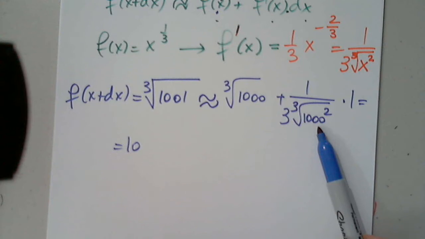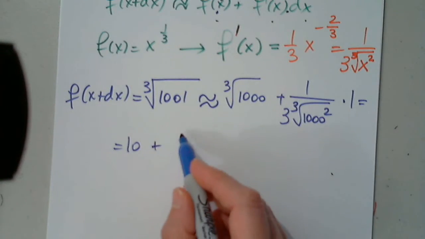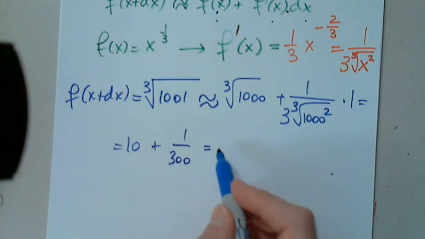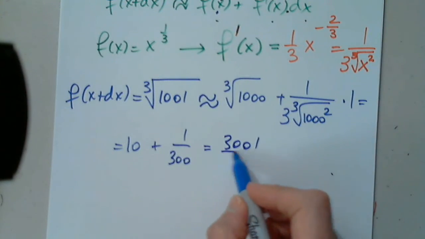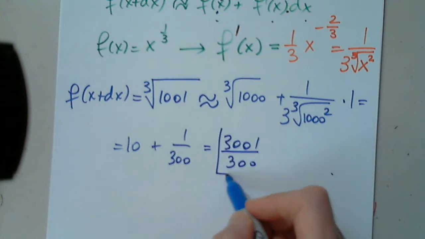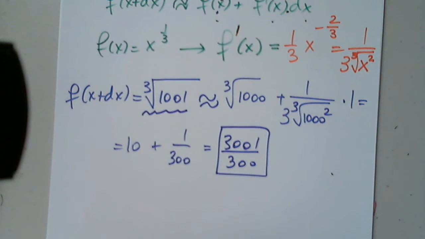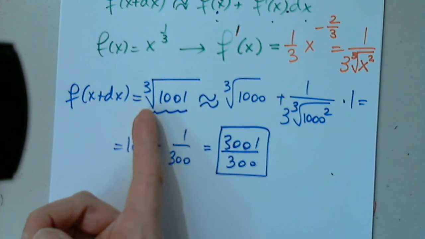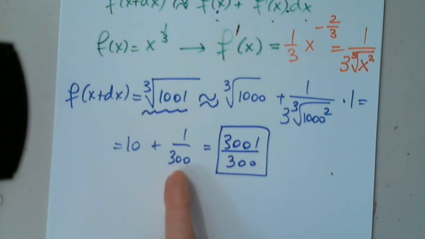That's it. So you told me that this was 10. So this is 10 twice, right? The cube root of 1000 times the cube root of 1000. So it's 100 times 3. So plus 1/300, which is 3001 over 300. You had no idea that you could determine the cube root of 1001 with a linear function.